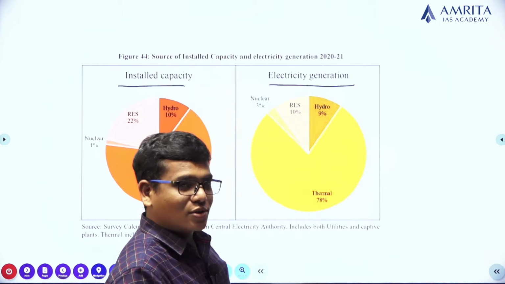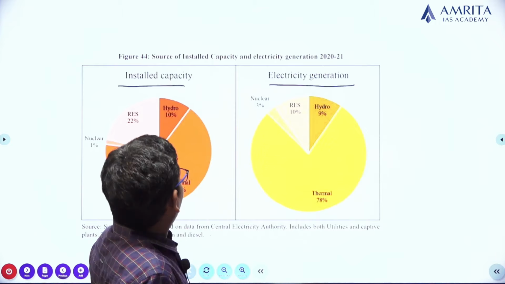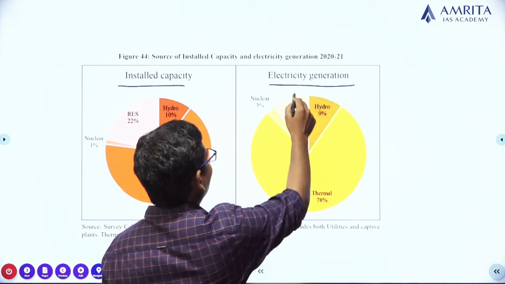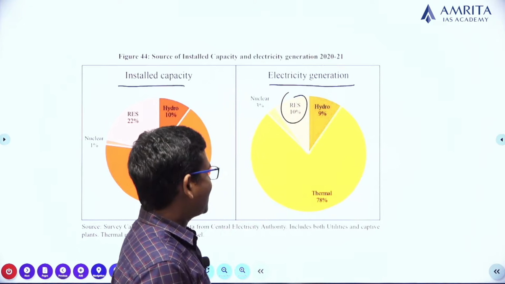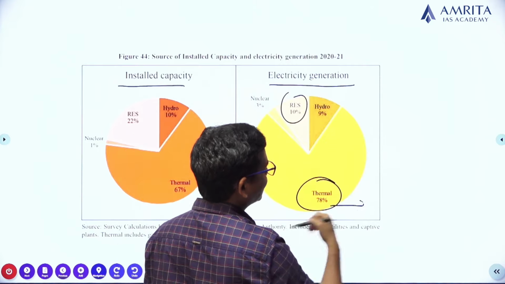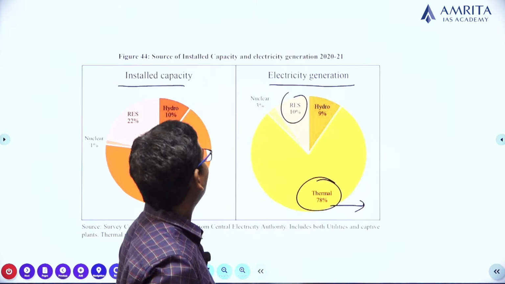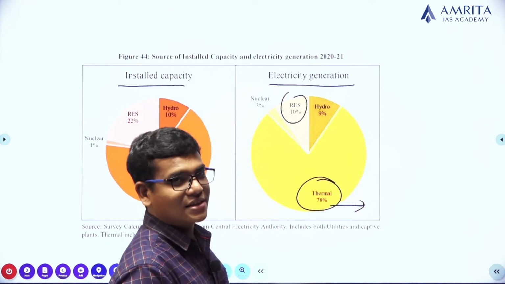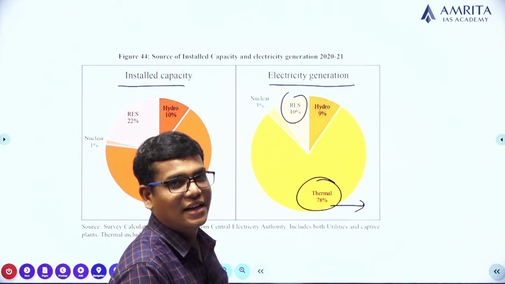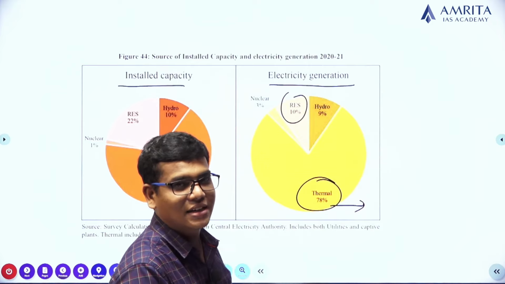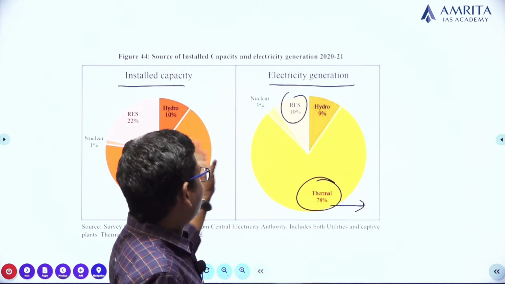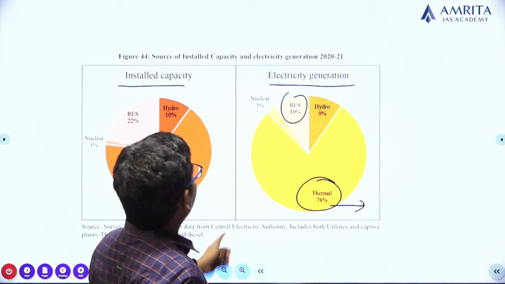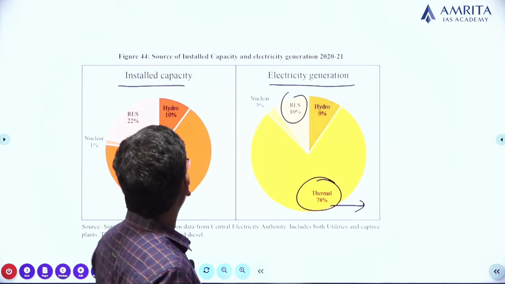But when it comes to generation, we are unable to utilize our renewable energy sources fully. That is the reason we are generating more from thermal, but we have more potential that you can use. Installation is there. See, solar installation is there, but you can't get it every day. Wind installation is there, but you can't get it every day. The installed capacity is that, but whatever we are getting is more from thermal. This is in the year 2020-21.